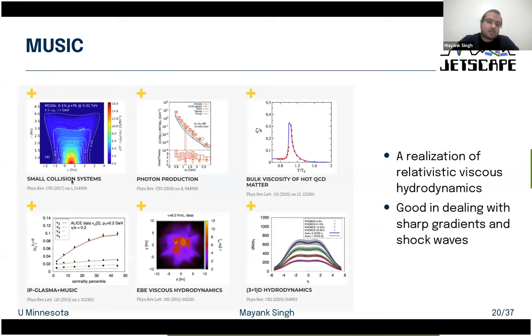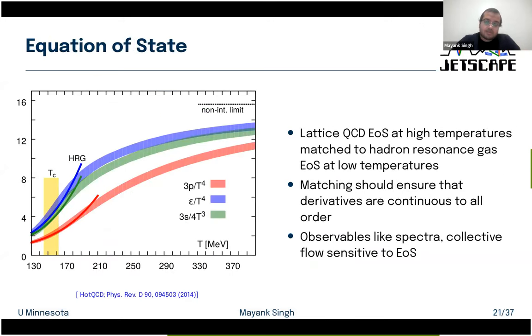And it has been used over the last 13, 14 years for simulating different aspects of heavy ion collisions, ranging from small systems to electromagnetic observables to bulk viscosity and effects of bulk viscosity and so on. Another input in hydrodynamic flow is, of course, the equation of state, which helpfully we can get from ab initio calculations, and that's a very important input in our modeling of heavy ion collisions.